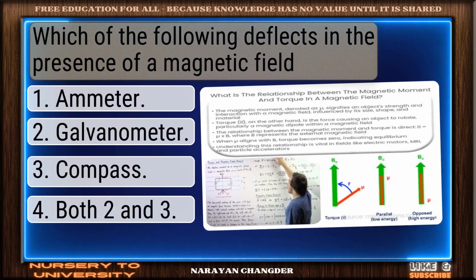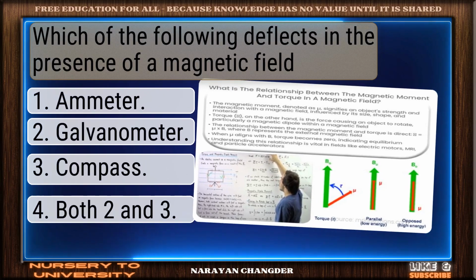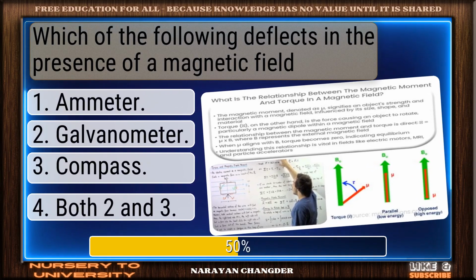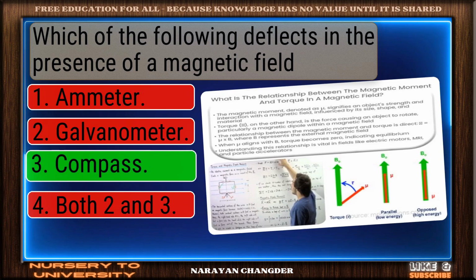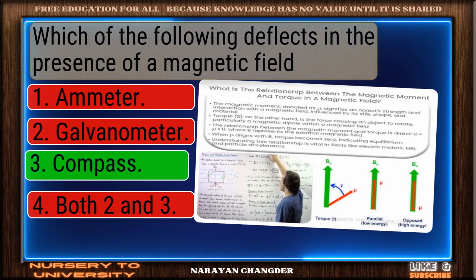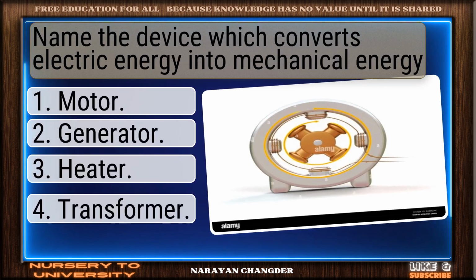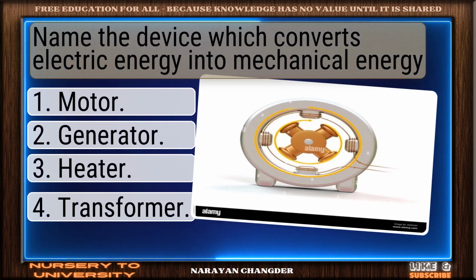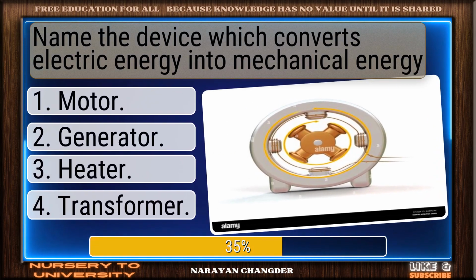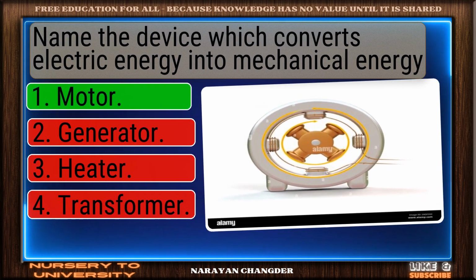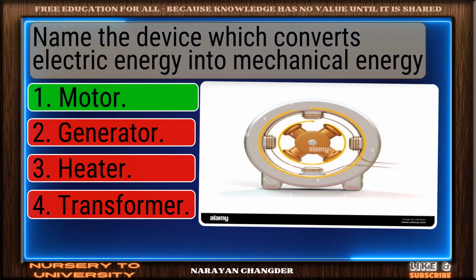Which of the following deflects in the presence of a magnetic field? Nice selection. Compass is correct. Name the device which converts electric energy into mechanical energy. You're right. Motor is correct.